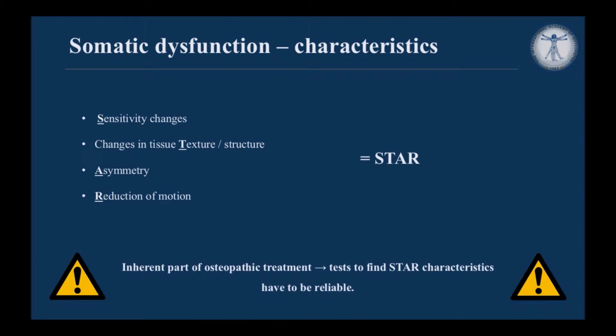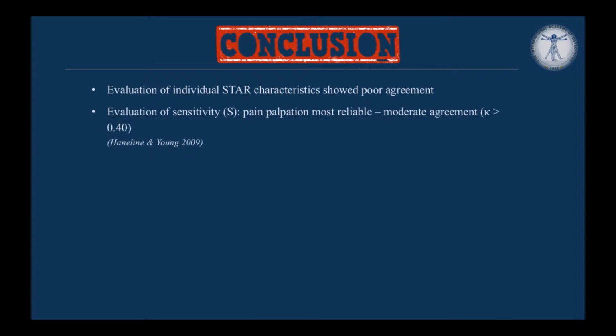Because treatment of somatic dysfunction in the spine is an inherent part of an osteopathic treatment, it's important that the tests to find the STAR characteristics are reliable. According to the literature, evaluation of individual STAR characteristics showed poor agreement. Evaluation of sensitivity and more specific pain palpation was most reliable, showing a moderate agreement.